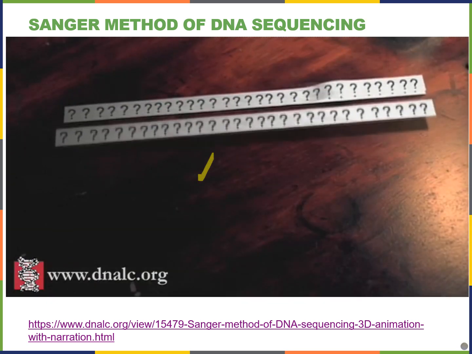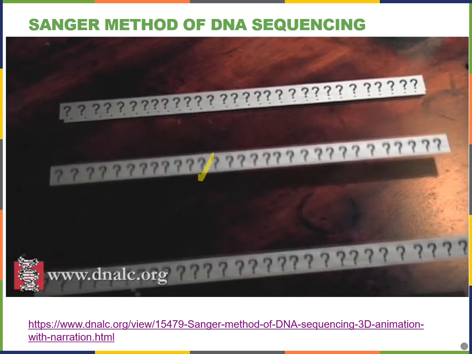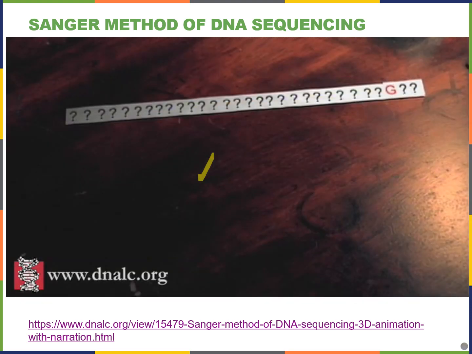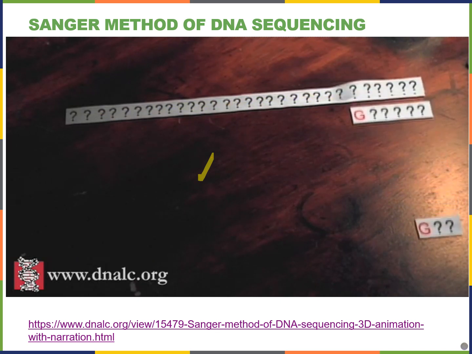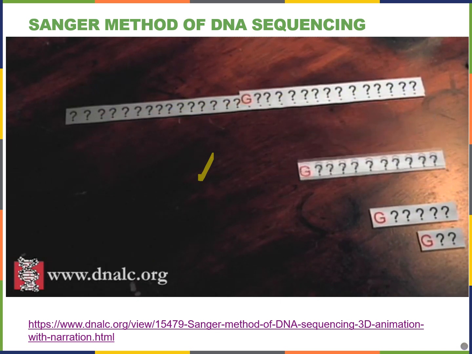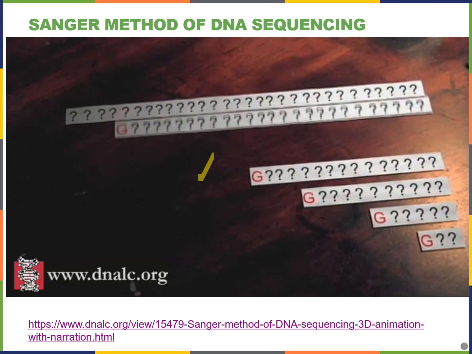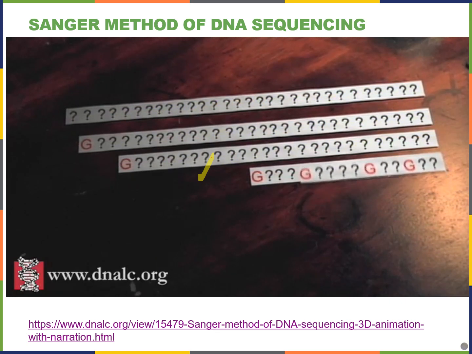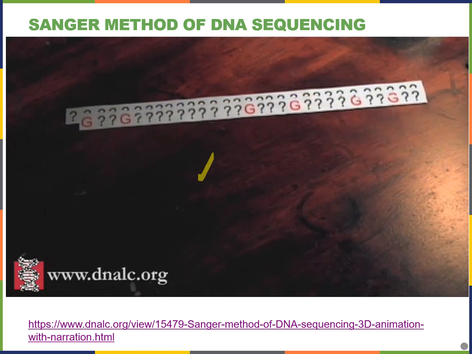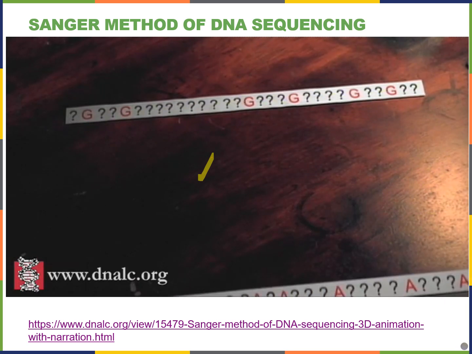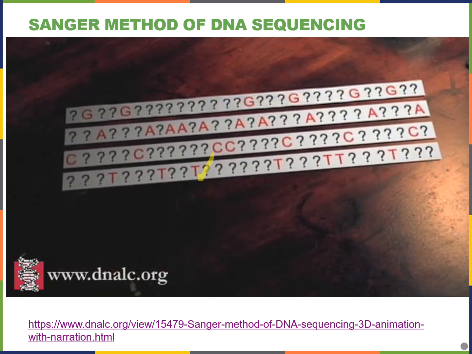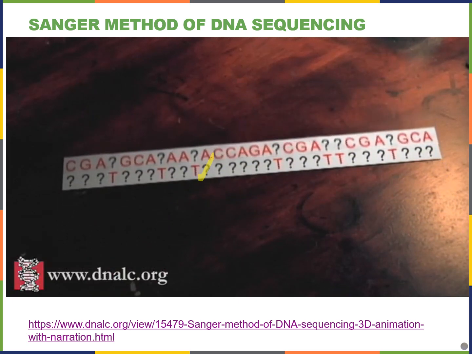The strand to be sequenced is copied using chemically altered bases. These altered bases cause the copying process to stop each time one particular letter is incorporated into the growing DNA chain. This process is carried out for all 4 bases, and then the fragments are put together like a jigsaw to reveal the sequence of the original piece of DNA.